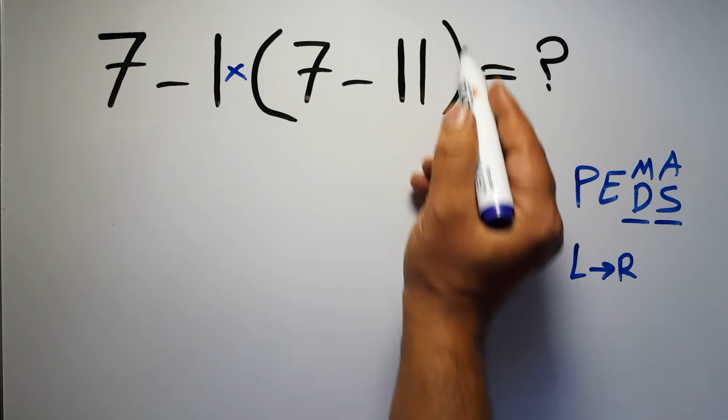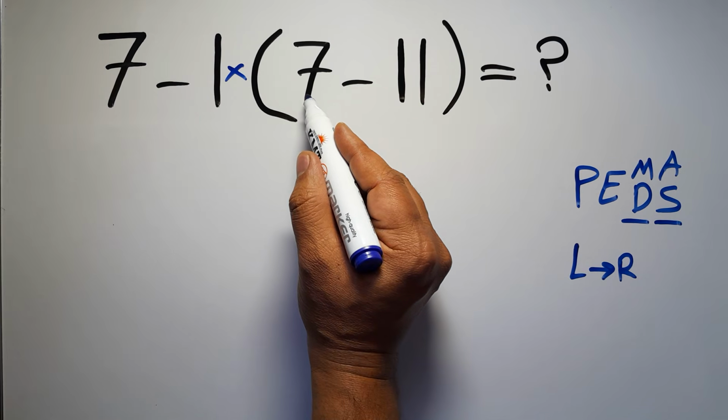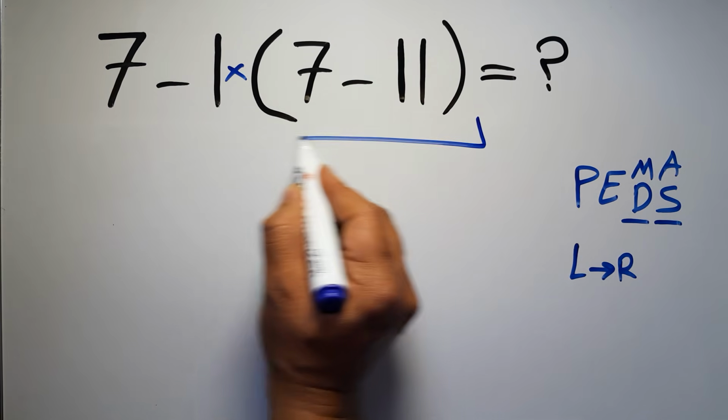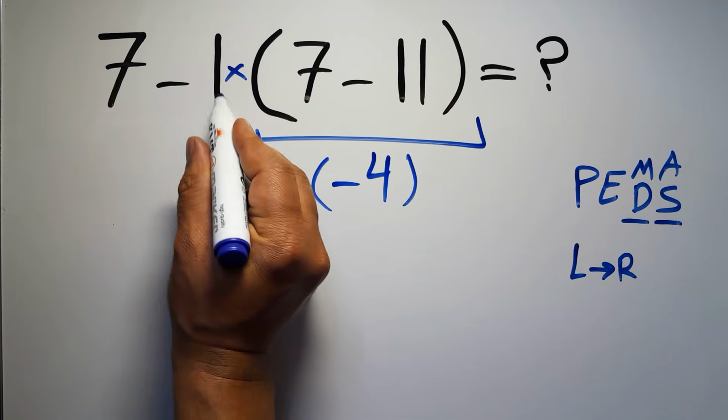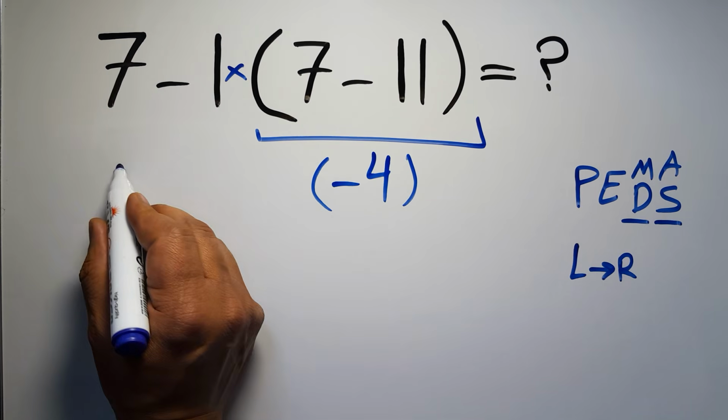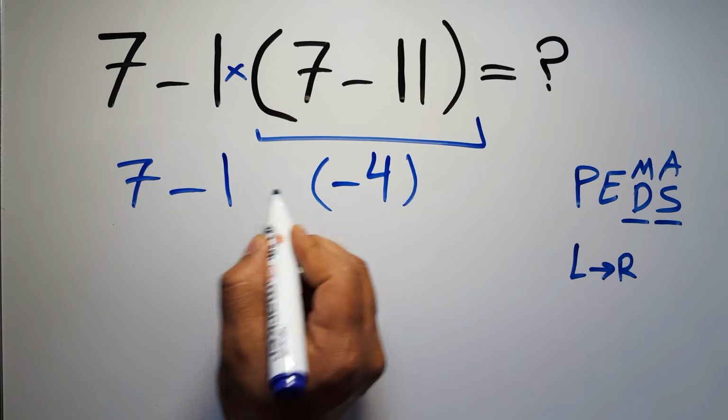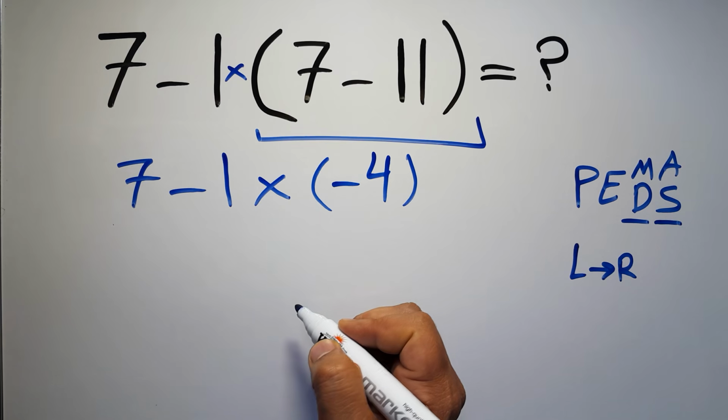So first we have to do this parenthesis. Inside this parenthesis we have 7 minus 11, which gives us negative 4. So 7 minus 1 times negative 4. 7 minus 1 then times negative 4.